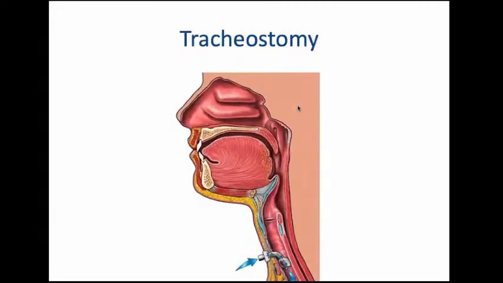So this is just a schematic representation of tracheostomy, that an opening is made into the trachea. This is the level of the larynx, and that's the trachea. So an opening is made, and this opening is converted into a stoma on the skin, and a tube is put in. That would be now the tracheostomy tube.